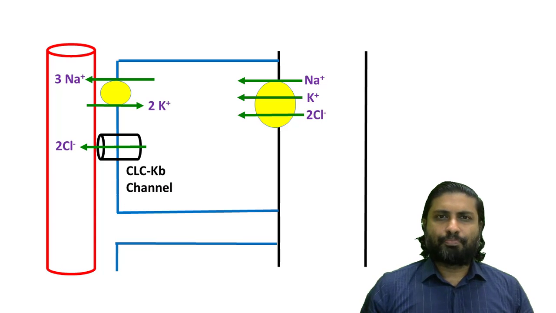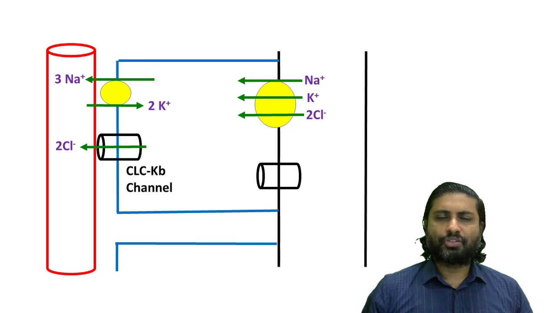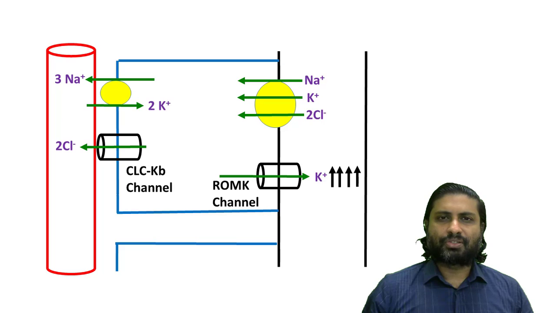Now, as you can see, potassium is entering the cell both via the basolateral aspect as well as the luminal aspect. This is a lot of potassium. All this potassium is allowed to leak out of the cell and into the tubular lumen via a transporter called the ROMK transporter, and the net result is plenty of positive charges in this particular region of the nephron.